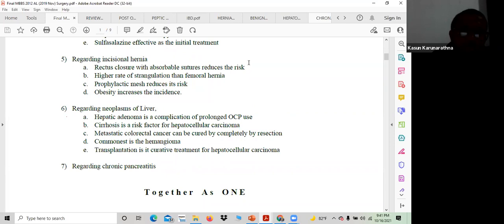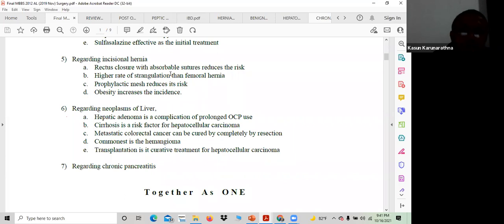And usually you use non-absorbable sutures or suture materials like PDS. Those are absorbed, but it remains in the body for 2-3 months, maintaining tensile strength.